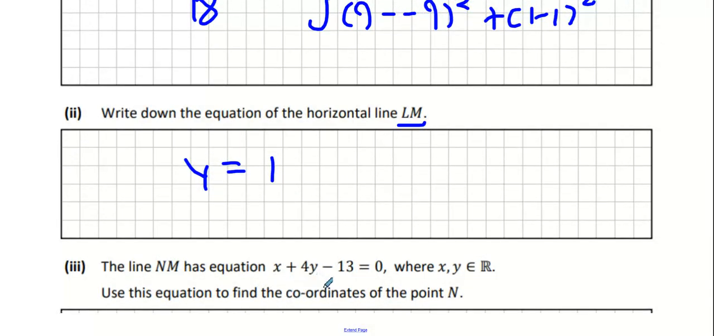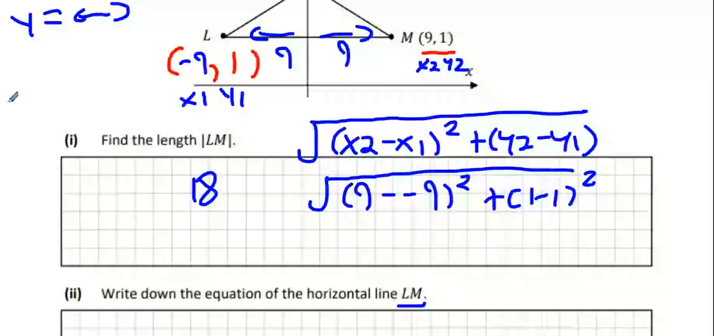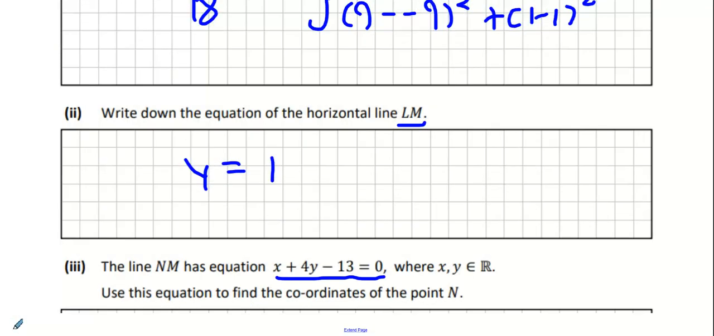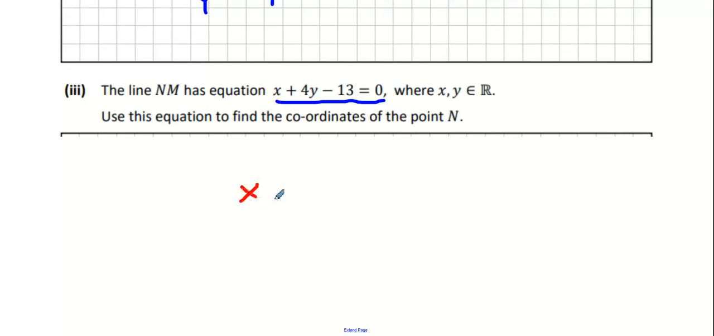Finally, NM has an equation. Which one's NM? NM is this one here. Everybody see the red line? N to M. And what it's looking for is the point N. Now, we have a choice with N. Two ways of doing this.